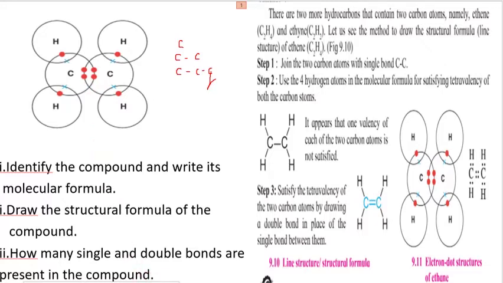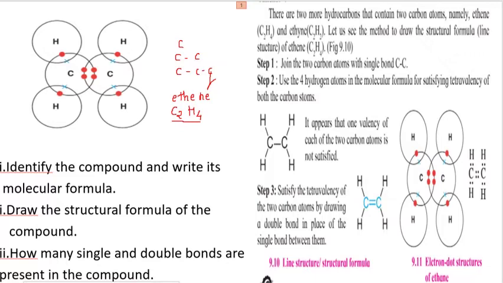So, we can write it like this. It is ethene. As there are two carbon atoms, it is ethane, and as there is a double bond, it is ethene. Now, what is the molecular formula? As there are two carbon atoms, that is C2, and as there are 4 hydrogens present, C2H4 is the molecular formula.